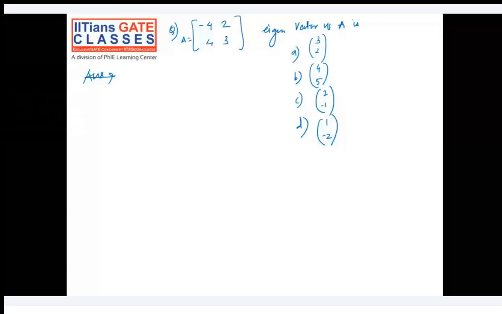Can you tell me which option is correct here? Options are 3, 2; 4, 5; 2, minus 1; 1, minus 2.